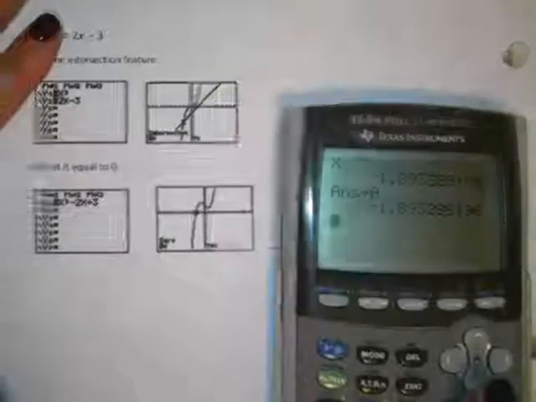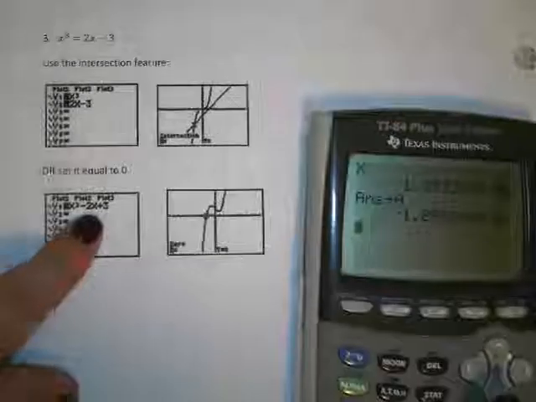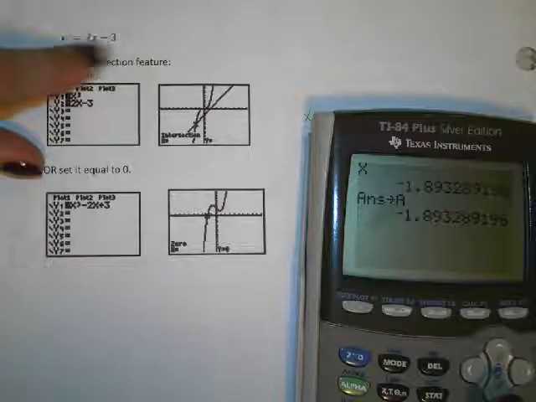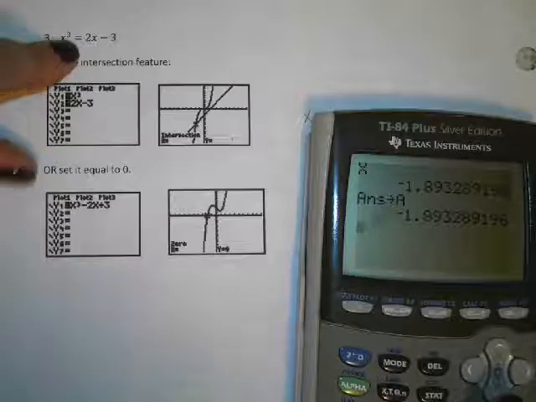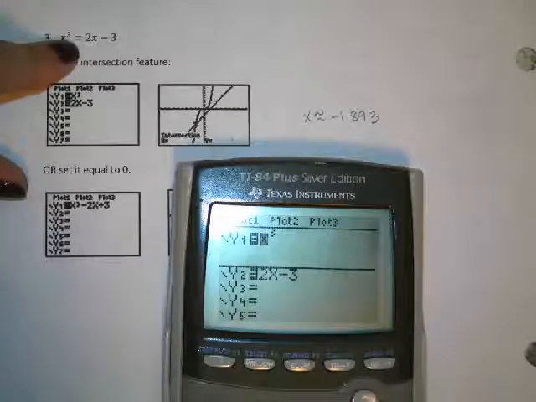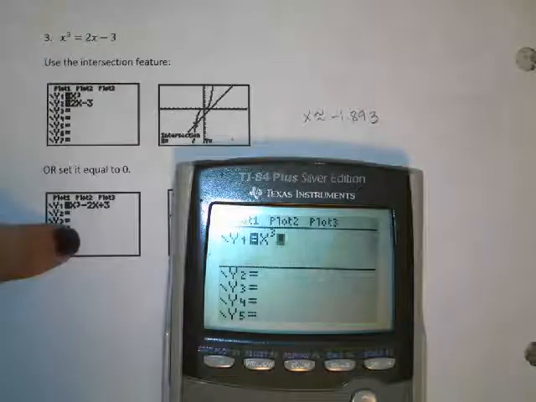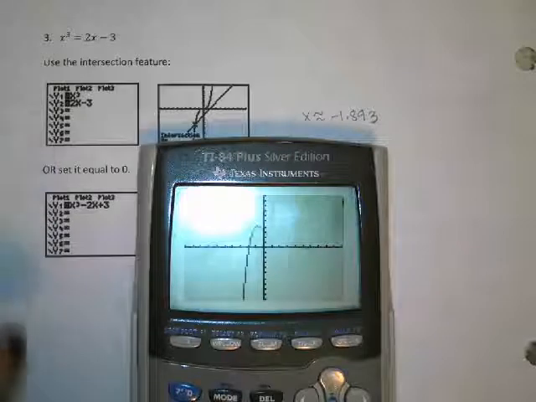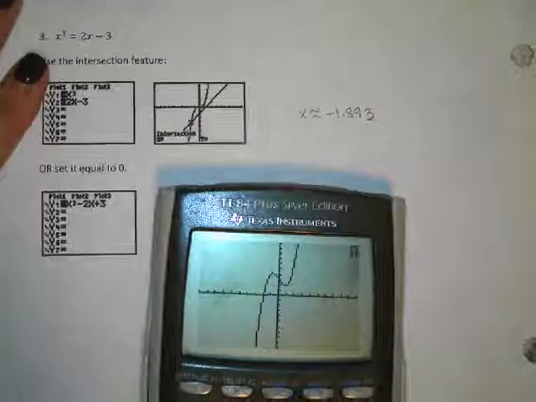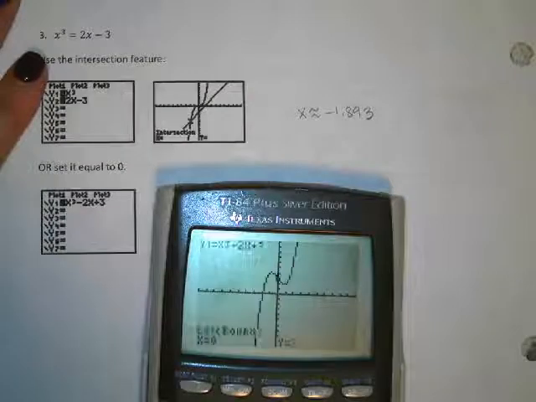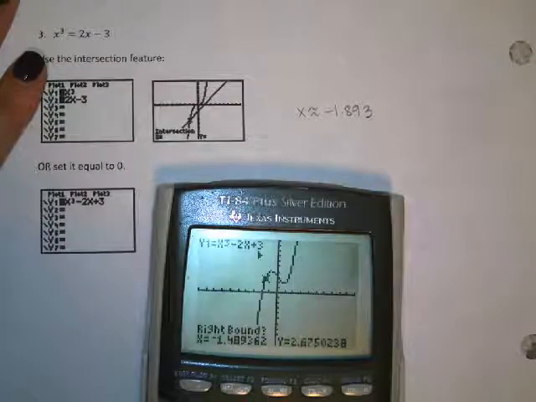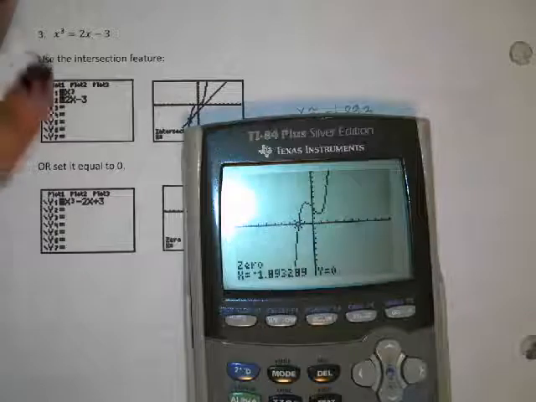Okay. Your other option is like what they did here. They said this was the equation. Let's go ahead and subtract the 2x over and add the 3 over and make it equal 0. And if you do that, then to solve the equation, you're just going to be finding the x-intercept. So now we've changed the equation, and now we can just look for that x-intercept doing our left bound and right bound again. And you can see we get the same answer.